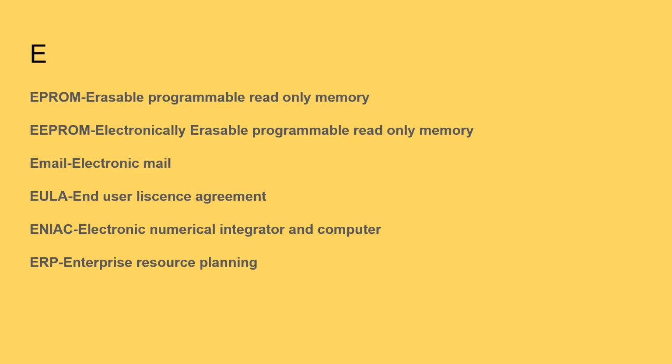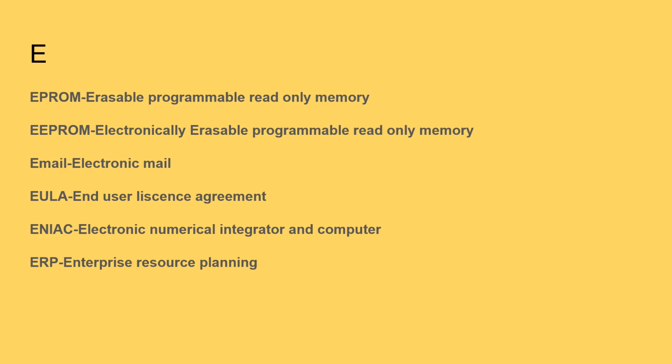Email, electronic mail. We all know what is email. That is, it is a method of exchanging messages between people using an electronic device. EULA, End User License Agreement. This is a legal contract entered into between a software developer and the user of the software. ENIAC, that is Electronic Numerical Integrator and Computer. This was the first electronic general purpose digital computer.